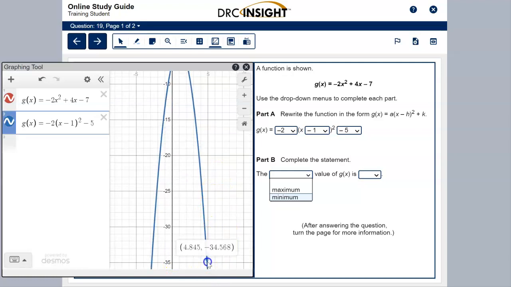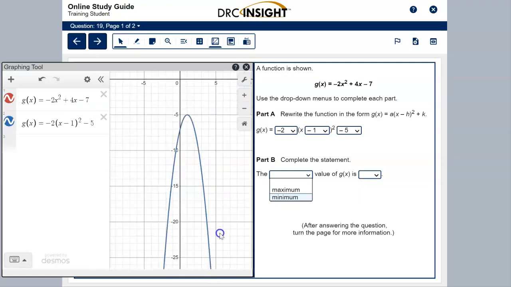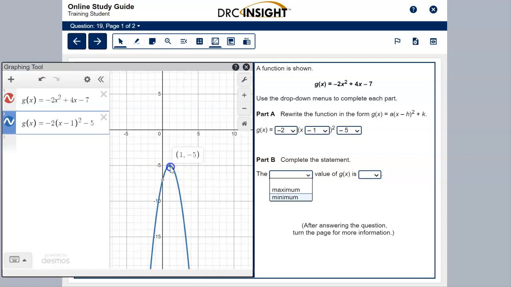So it's all the way down at negative 35, and it's going to keep going. So it actually only has a maximum, and it's right here. So choose the word maximum, and the value is always the y-coordinate, not the x. The x is the location of the y-coordinate, but the value is always the y-coordinate.